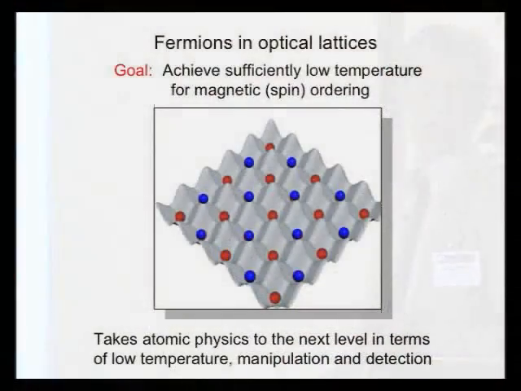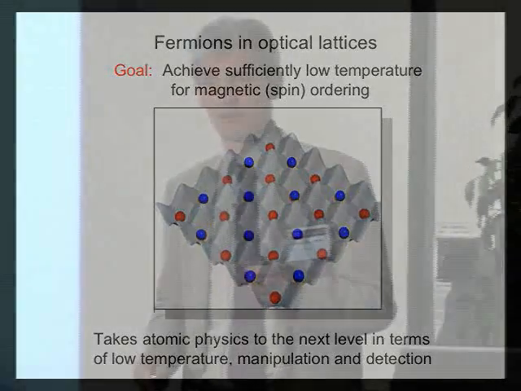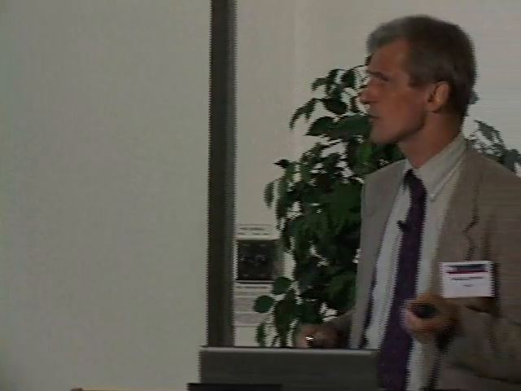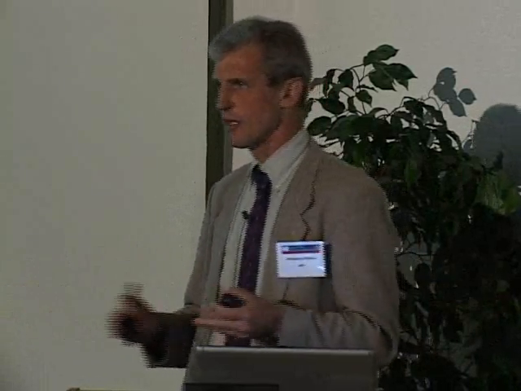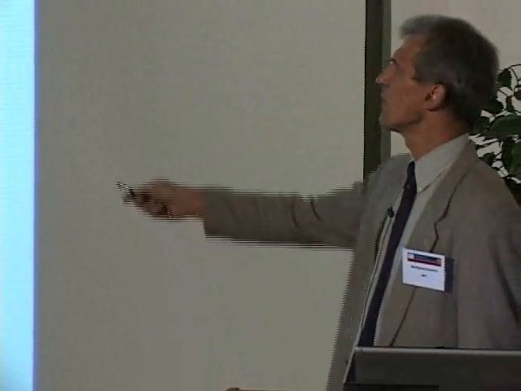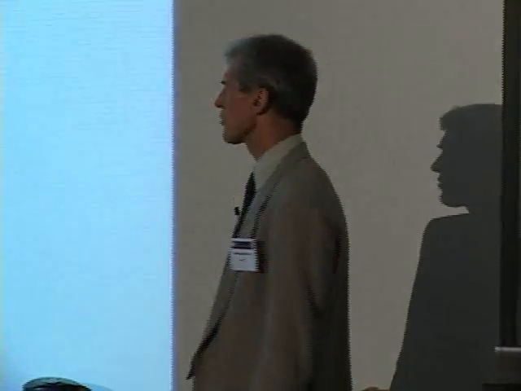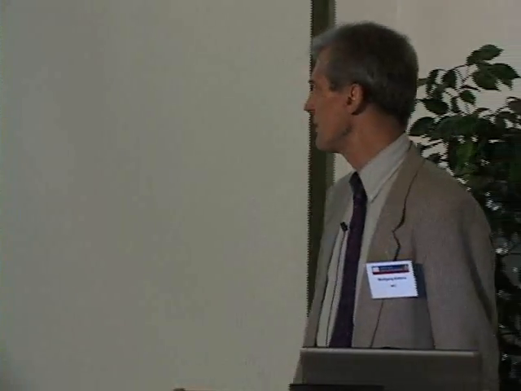If you have fermions in an optical lattice, the next challenge is, if the motion has been eliminated, you now have spin-spin interaction, magnetic interaction, and you want to see spin ordering. So ultimately, and I think that will be one of the major topics in the next 10 years to come, we are no longer dealing with atomic motion. Motion has been completely frozen out thanks to laser cooling, evaporative cooling, and all that. We now want to go to the next level. And this really takes atomic physics to the next level in terms of getting to even lower temperature, just a few nanokelvin, and we need new tools to manipulate and detect.